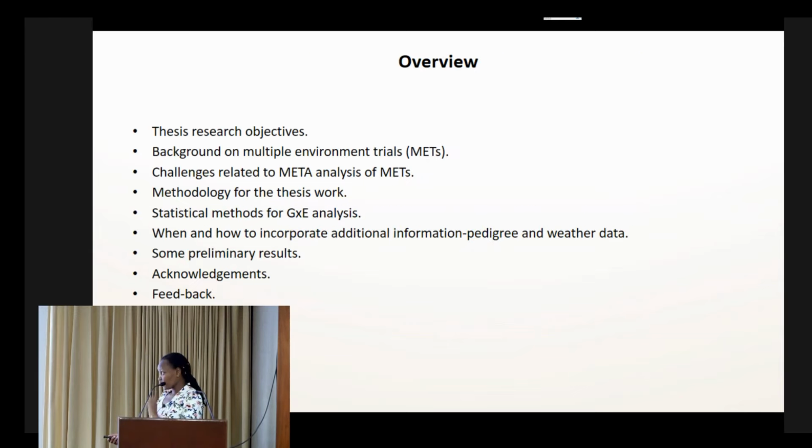So this is the overview. I will present to you the objectives. I will talk about the background of multiple environment trials, some challenges which are related to such a meta-analysis of these METs, the methodology for my thesis work, some statistical methods for G by E analysis which we will employ, which will help us to determine when and how to incorporate additional information like pedigree and weather data. I will show some preliminary results as well, and I hope to receive your feedback at the end.